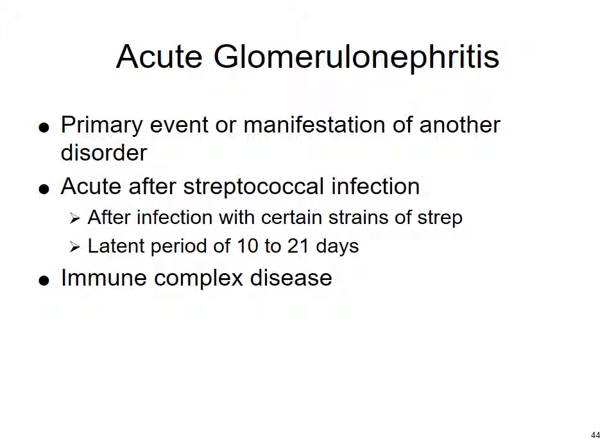Acute glomerular nephritis can occur as a primary event, but more typically it's a manifestation of another disorder. And most commonly it will occur after an acute strep infection. It has a latent period of 10 to 21 days. So we may have a child who had a strep throat infection and then 2 to 3 weeks later develops this. Occasionally it does occur on its own as an immune complex disease.